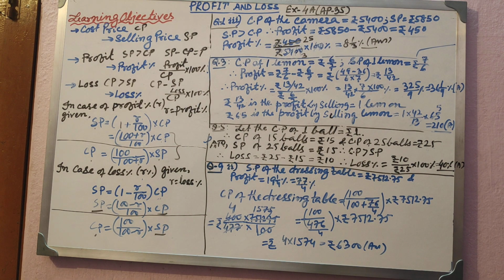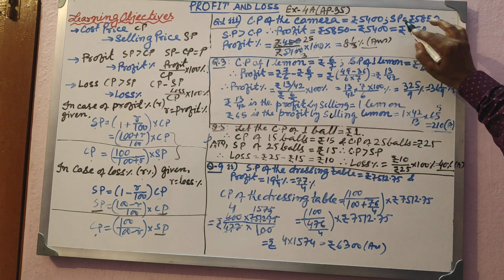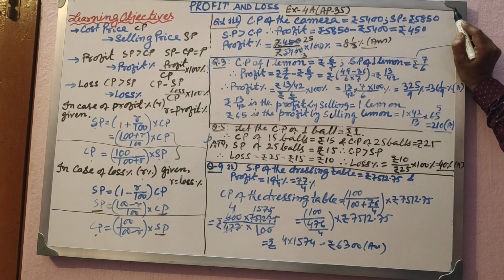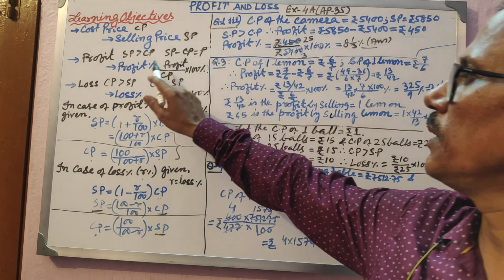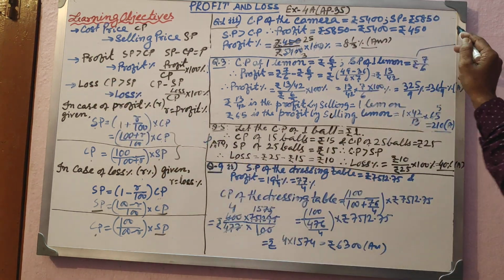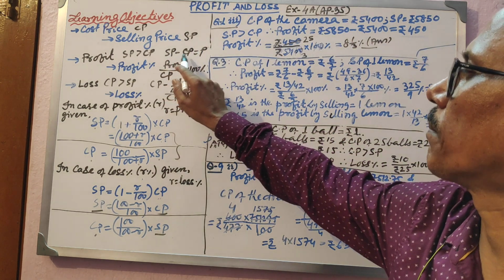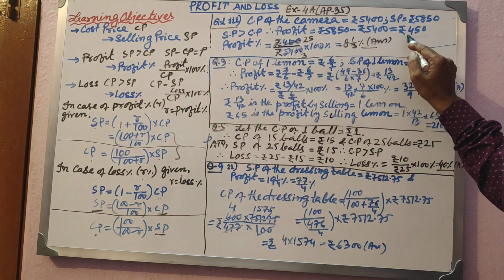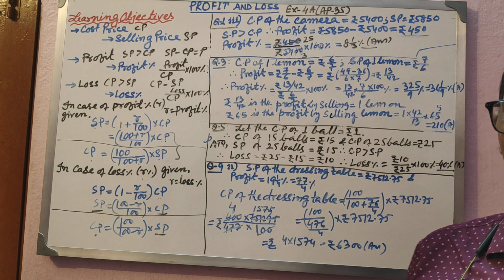See question number 3. It says that CP is given and SP is also given, of a camera. Then you have to find out the profit percentage. Therefore, CP of the camera is rupees 5,400. SP is equal to rupees 5,850. So SP is more than CP, isn't it? SP is more than CP means profit. So profit will be there. So profit how much? SP subtracted CP is the profit. So if you subtract, you will find 450 rupees is the profit he gained on the transaction of trading.